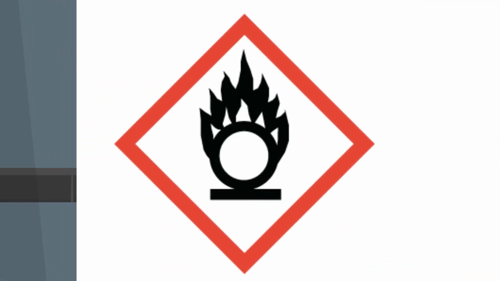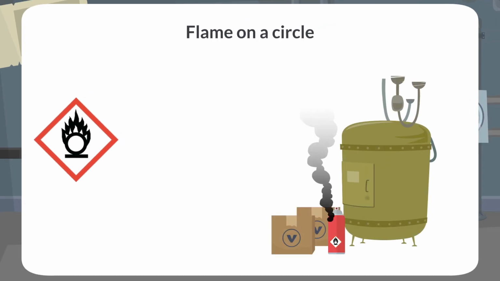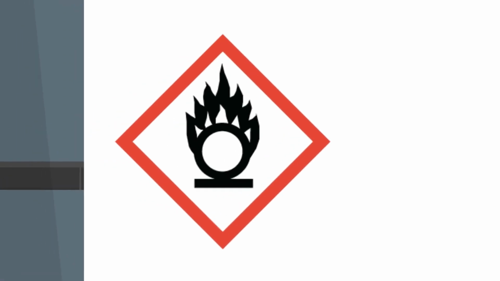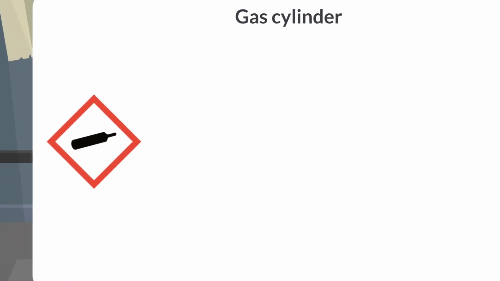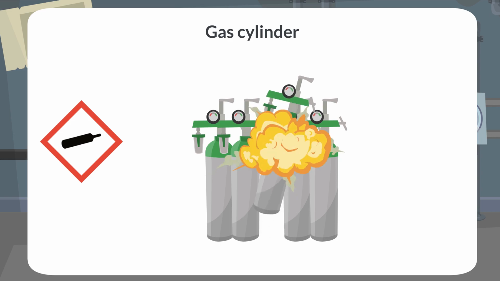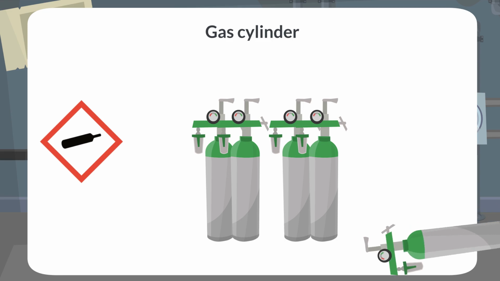The flame over a circle pictogram means that the product is an oxidizing material. This product may aggravate a fire and must be kept away from combustible materials, flames, and heat sources. The gas cylinder pictogram refers to pressurized gases. They can cause fires or explode. Containers of these products must be handled with care, not punctured, and kept away from all sources of heat.